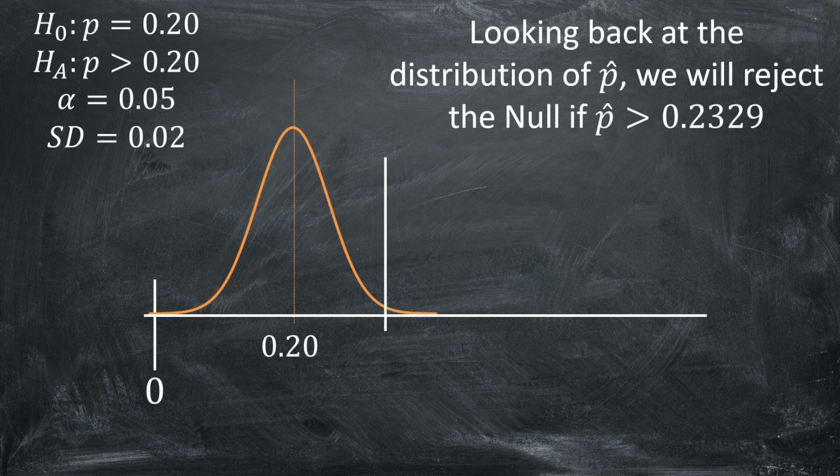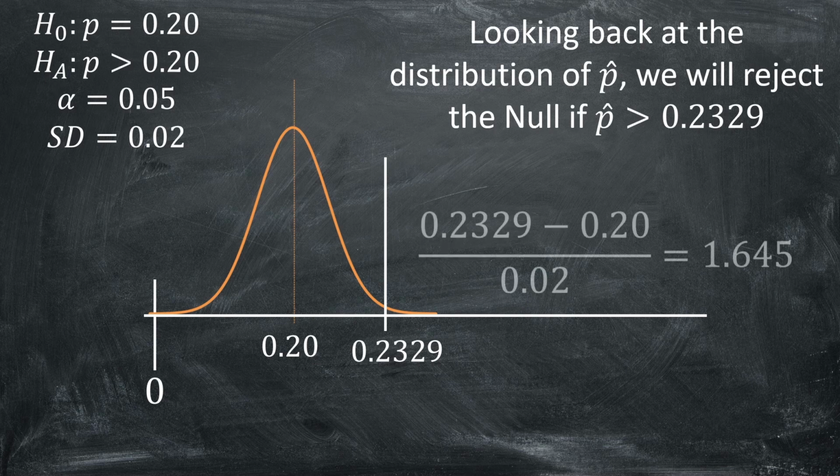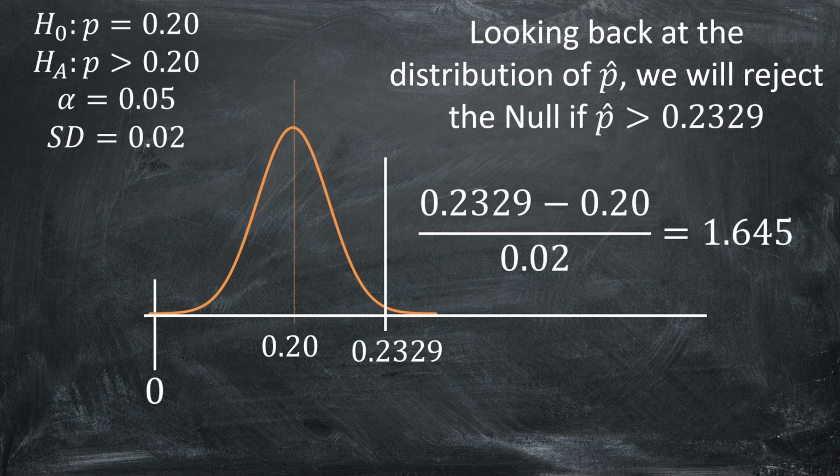And so as it turns out, to conduct a 5% test, we're going to reject if p hat is bigger than 0.2329. And how do I know that? That's because if I standardize 0.2329, I see that that value is 1.645 standard deviations above the mean. And so the area to the right of that boundary point, 0.2329, is also 5%. And so here we could conduct a 5% test, and we would say if our p hat is bigger than 0.2329, then we will reject the null hypothesis.